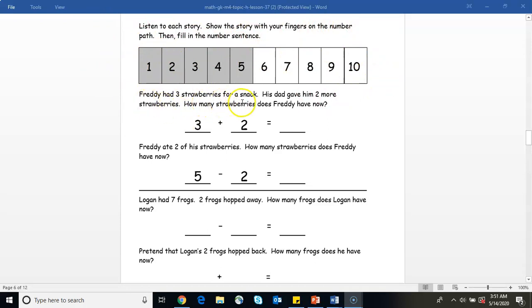Freddie had 3 strawberries for his snack. His dad gave him 2 more strawberries. How many strawberries does Freddie have now? All right, let's go over to the number path. So we had 3, and then we added 2 more. So he had 3, his dad gave him 2. So 3, 1, 2. How many? 5. Perfect. Let's go ahead and put 5 right in there.